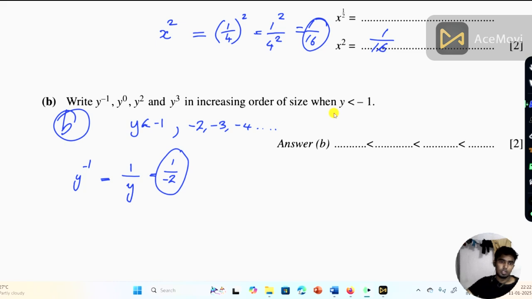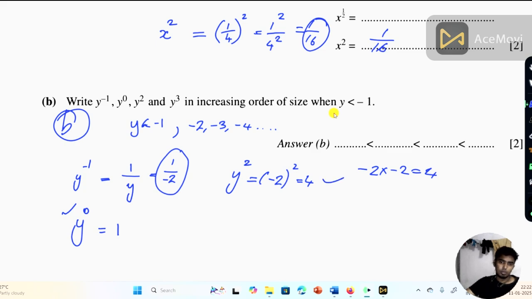Okay, next, y raised to 0. Any number raised to 0, the answer is 1. So y raised to 0 means 1. Then y square. Here we can take the y value as minus 2. So minus 2 square, a negative square is always a positive number. Minus 2 square means minus 2 into minus 2, and minus times minus is positive. So it's 4. The value is actually 4.